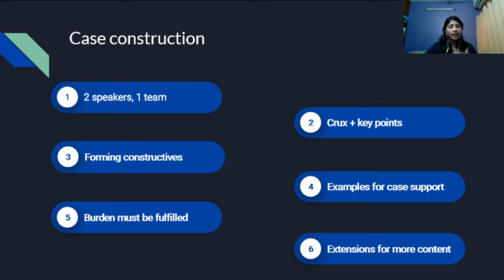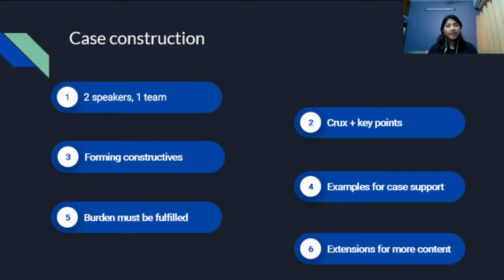So let's take the very motion: this house believes that animal testing should be banned. In such a case, the government side is going to explain why exactly you should ban it and why it is bad. So you'll explain that the food chain is going to be affected if you put chemicals on animals and so on and so forth. So that will be a constructive on the government side.